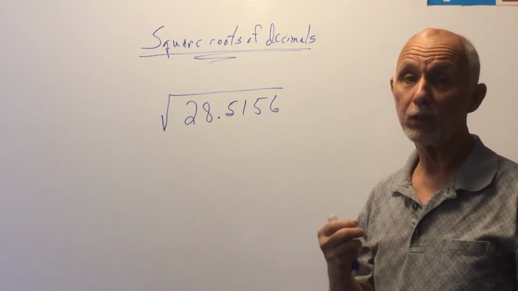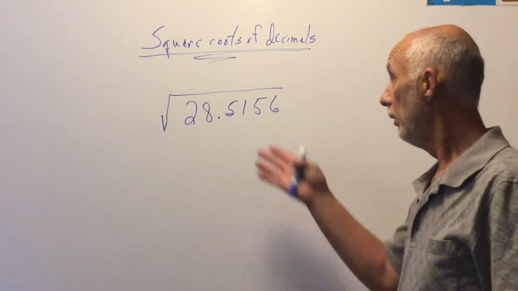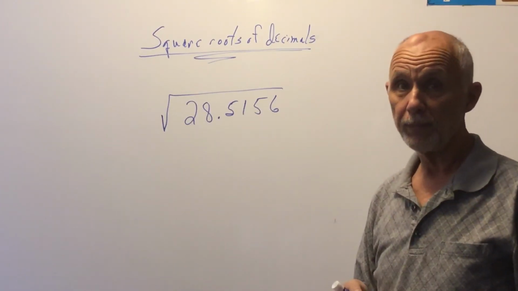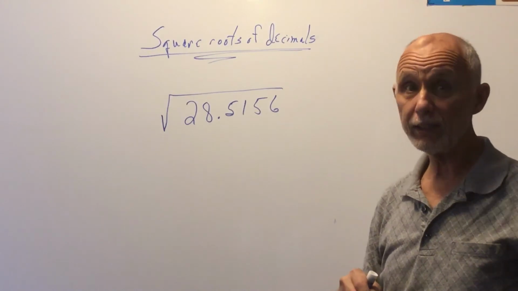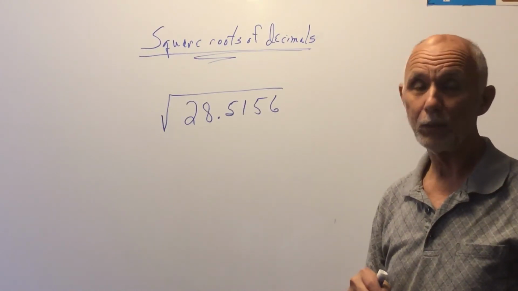That's fine when it's one of those 15 square roots you know, but we don't know the square root of this. And you say, well, then we can use our calculator. And that's the fastest, easiest way to do it, but it's not the way I'm going to allow you to do it.